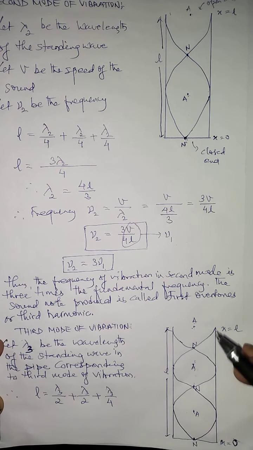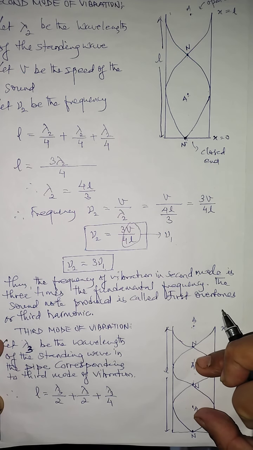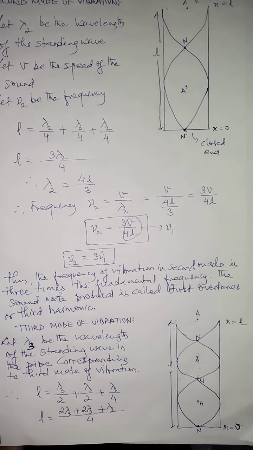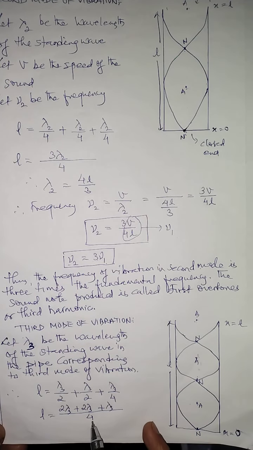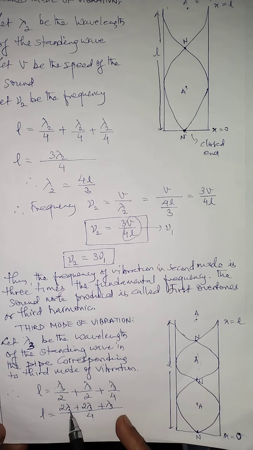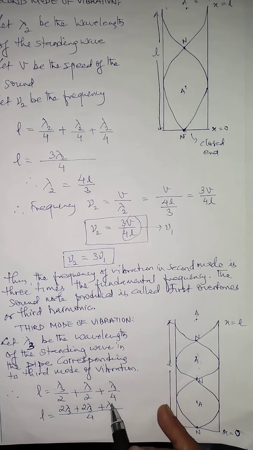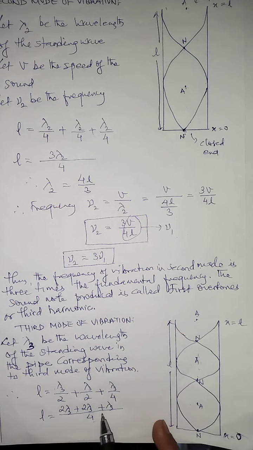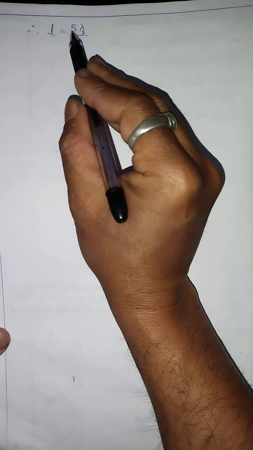That means this length will be equal to lambda 3 by 2, this antinode distance, again lambda 3 by 2, that is antinode distance, and lastly antinode and node distance is lambda 3 by 4. Now if you take LCM of 2, 2 and 4, the LCM is 4. 4 divided by 2 is 2, 2 into lambda 3 is 2 lambda 3, plus 2 lambda 3, plus lambda 3 by 4. So L equals 2 lambda 3 plus 2 lambda 3 plus lambda 3 over 4. If you add this, it will be 5 lambda 3 by 4. Which means, as I said, L equals 5 lambda 3 by 4.